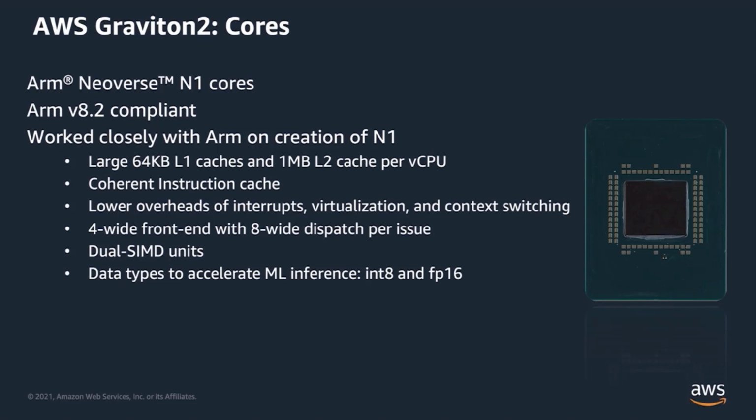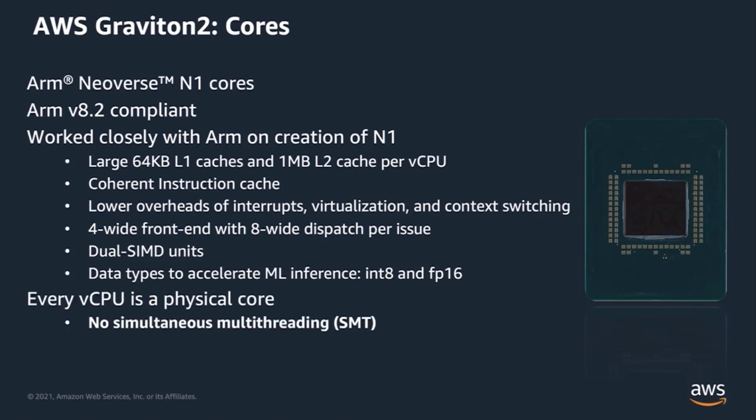One example of designing for cloud-native workloads specifically is a large 64 KB L1 cache and a 1 megabyte L2 cache, which is over twice the caching per vCPU as our previous Graviton processor. And one of the most important things to note is that, as we talked about earlier, every vCPU in a Graviton instance is a physical core. So one of the advantages of having 64 cores per CPU is that there's no SMT in Graviton.